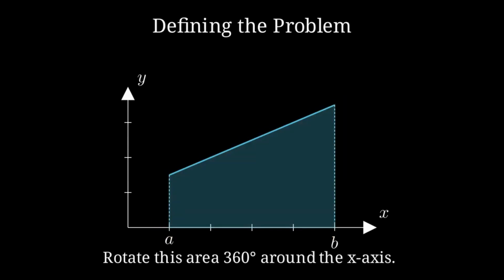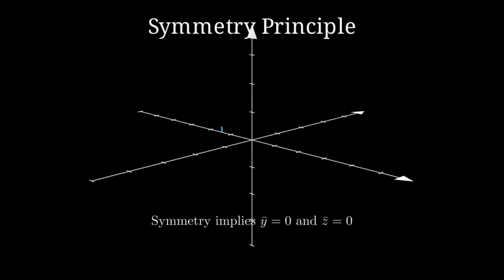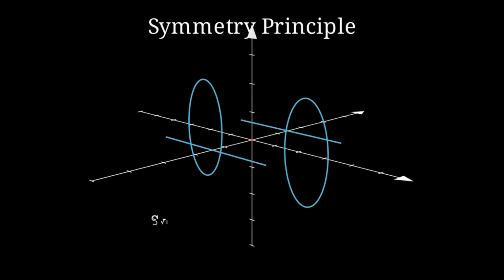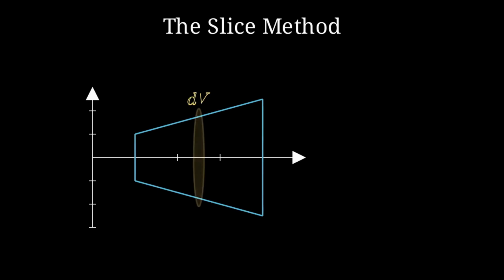Our goal is to find the exact horizontal coordinate, x-bar. Due to rotational symmetry, the center of mass in the vertical and depth directions is 0. This simplifies our work significantly, as we only need to solve for the x-coordinate using the principles of moments and volume. To find the centroid, we imagine slicing the solid into infinitely thin disks.